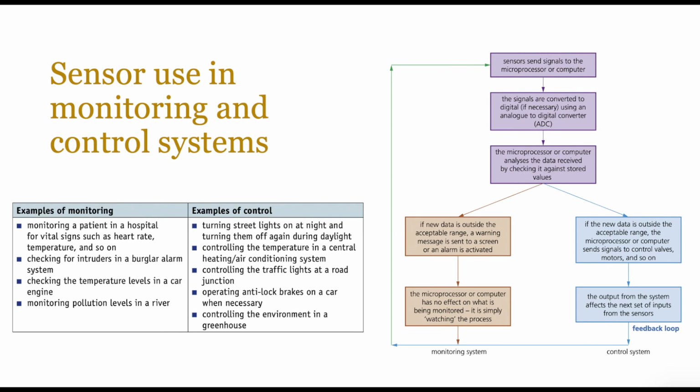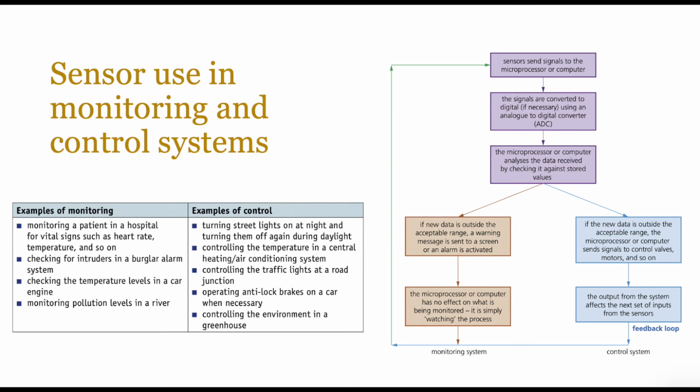Now, sensors are used in monitoring and control systems. So what's the difference between both of these? Well, monitoring systems simply monitor the environment. They normally use a sensor which detects what's going on in the real world and then passes it on to a microprocessor. The microprocessor will probably compare it to some preset values, and then it will either raise an alert or do nothing. A control system, on the other hand, will use a sensor.